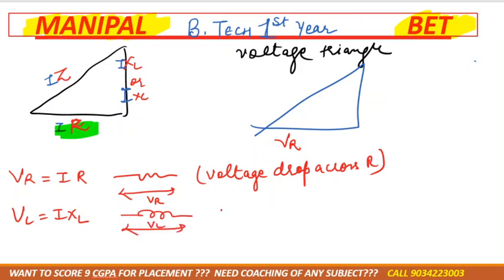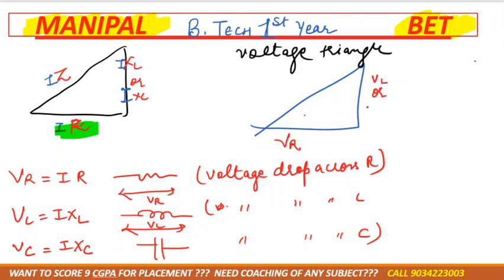VL is the voltage drop across the inductor. Similarly, VC would be I into XC, the voltage drop across the capacitor. So here it would be VR, here it would be VL or VC, and here it would be the total voltage. What is V over here? V is the total voltage.